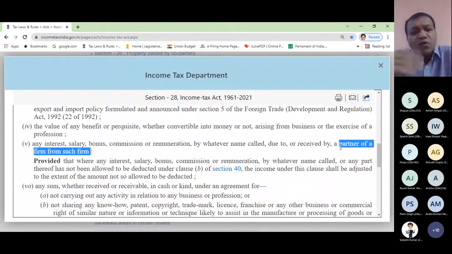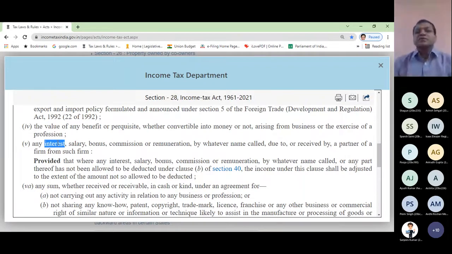Firm and partners do not have any employer-employee relationship. Technically, the partner is the owner of that firm, so that salary is not technically salary. Interest is not income from other sources. Whatever a partner receives from the partnership firm is always treated as PGBP income as per section 28 clause 5. Detailed discussion we will do later on, but I wanted to give you a little idea: just because the word salary is there, don't add it under the head salary. Read carefully who receives the salary and from whom. If a partner receives salary from the firm, this salary is PGBP income.